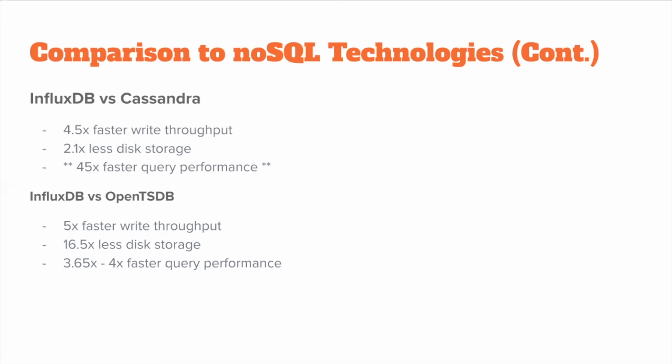InfluxDB versus another time series database. So this is a good way to compare how other time series databases match up with this time series database in Influx. It has 5 times faster write throughput, 16.5 times less disk storage, and 3.5 to 4 times faster query performance. So that shows that InfluxDB, in terms of time series data analysis, is one of the best out there in order to do that.